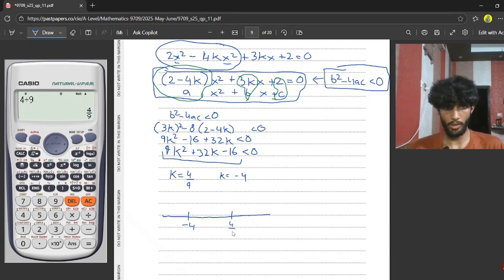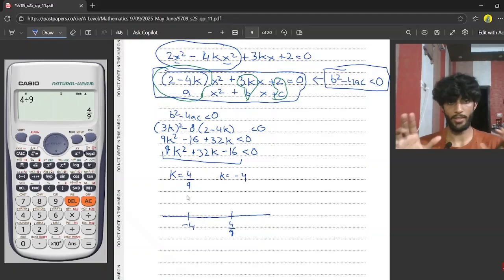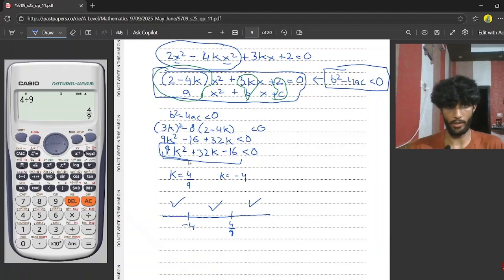So that's just 4.9. Okay. What I want you guys to do right now is check this section, this section, this section, and basically put it in that equation up there, this entire equation, and see which values work, which values do not work. So let me just do that for you guys.